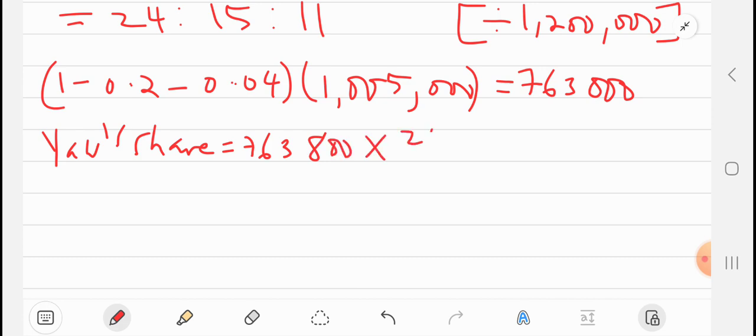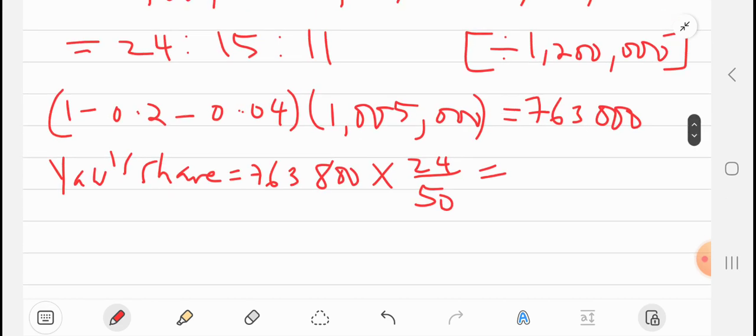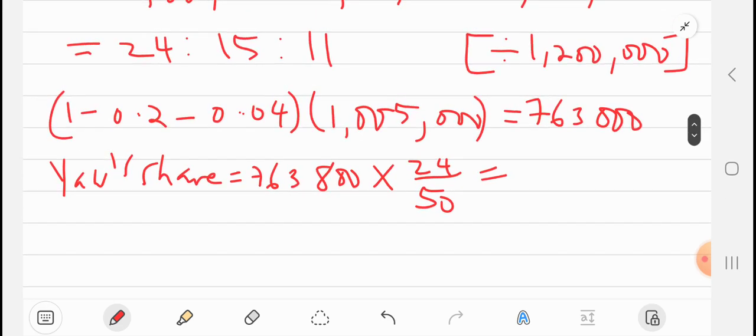Multiplied by 24 to 50. Okay, where do we get that? So obviously the 24 is Yo's share. So now we take 24 from the ratio and divide by the sum of all the components, the three components of the ratio. Okay, so at the end of the day, to get the share for Yo, that becomes 366,624.